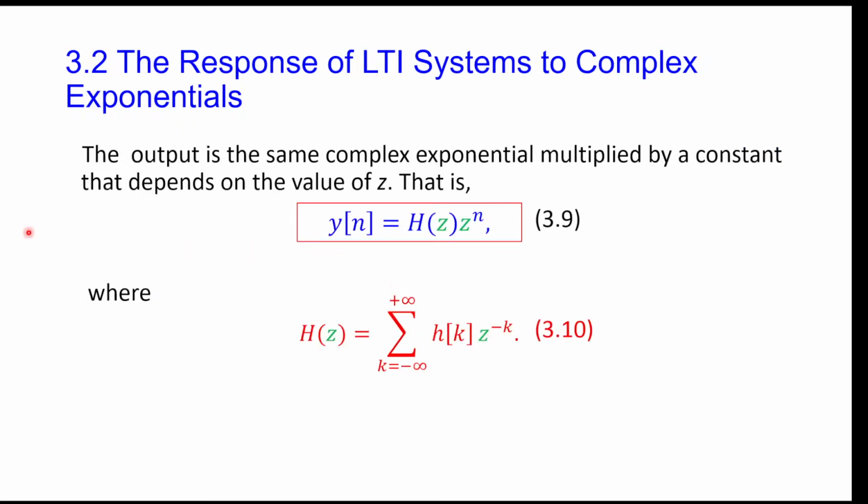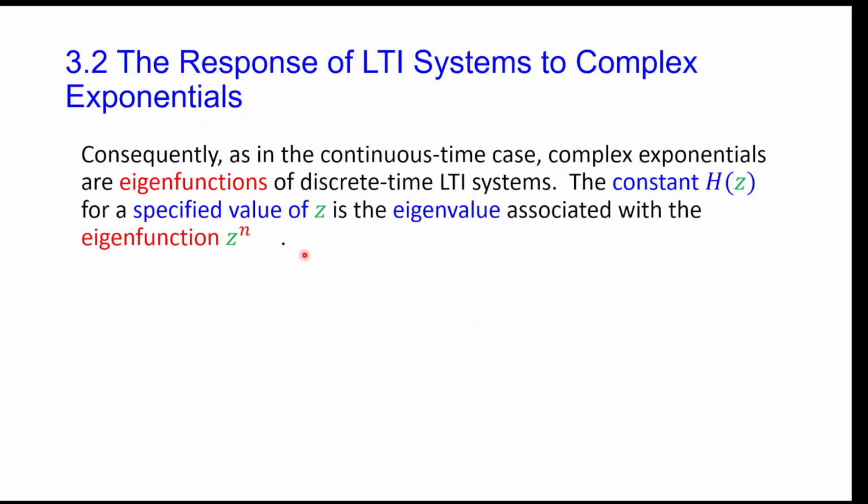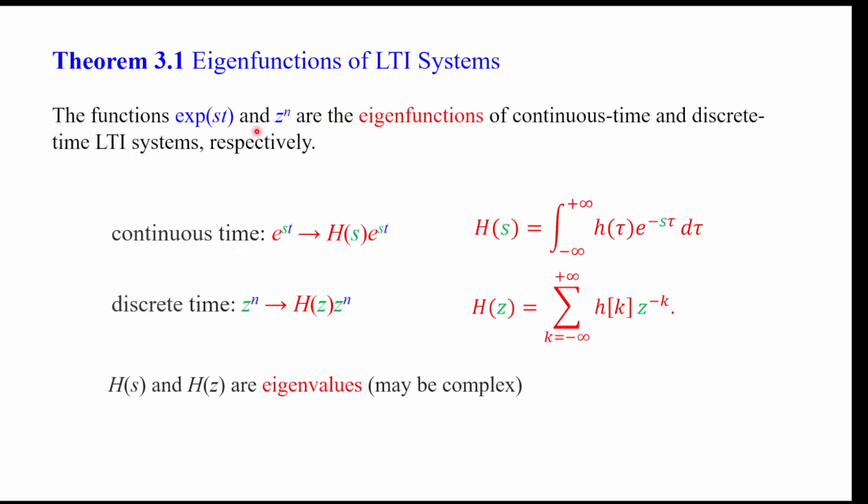Similarly, we get this derivation that y of n equals H of z times z to the n, and the big H of z can be calculated from small h of n: the summation over k from minus infinity to plus infinity of h of k times z to the minus k. So z to the n is called the eigenfunction for your discrete LTI system, and H of z is the eigenvalue.